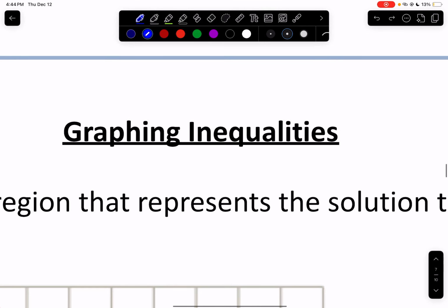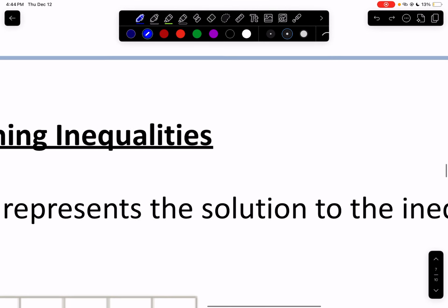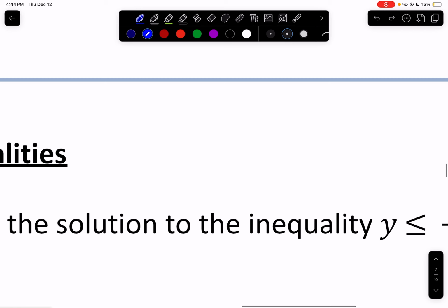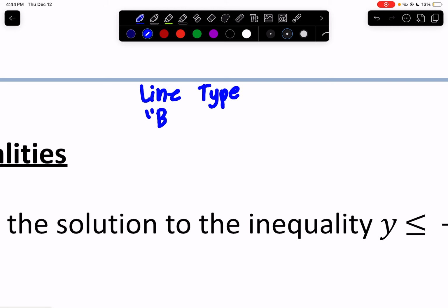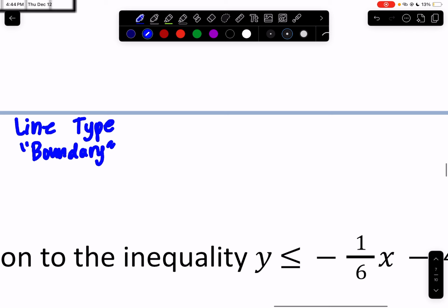Okay, on to graphing inequalities. So as a quick reminder, with graphing an inequality, we've got to pay attention to the line type. I mean, I should really be calling that the boundary. And then the shaded region.